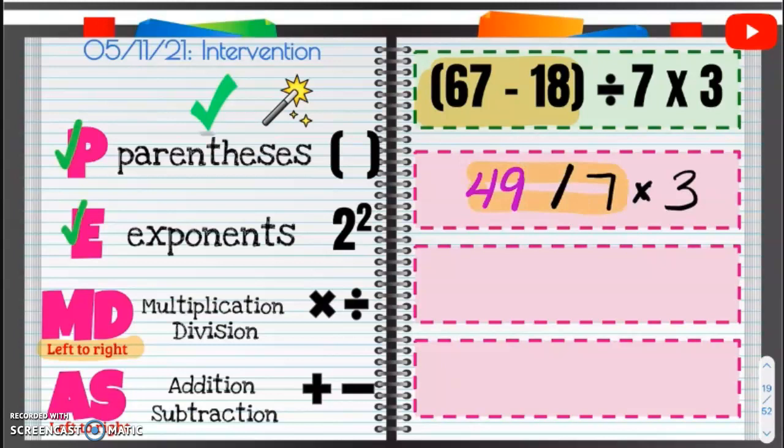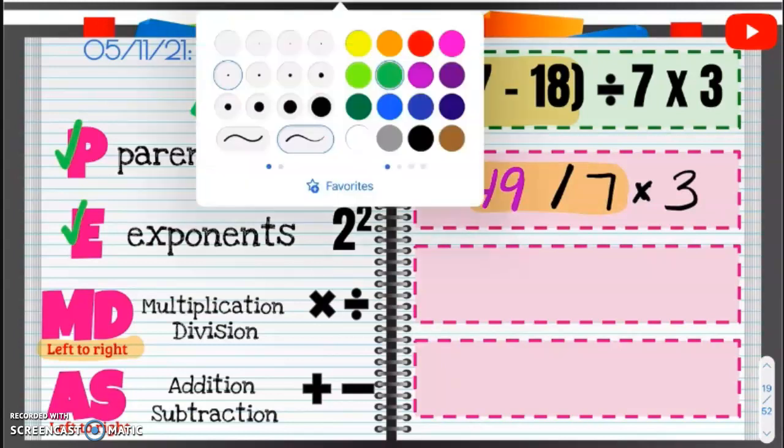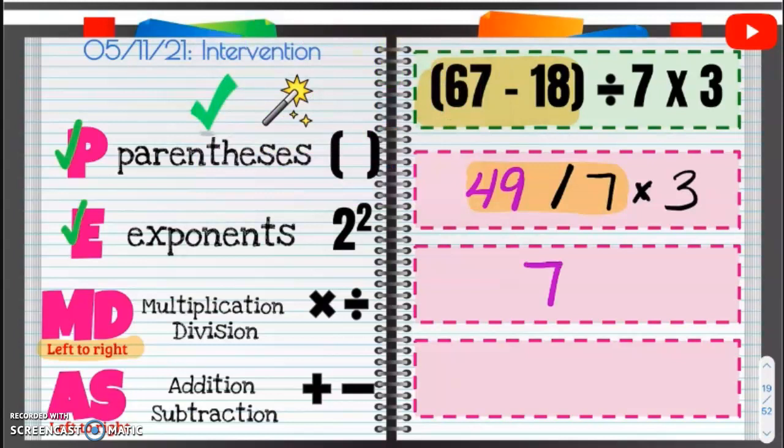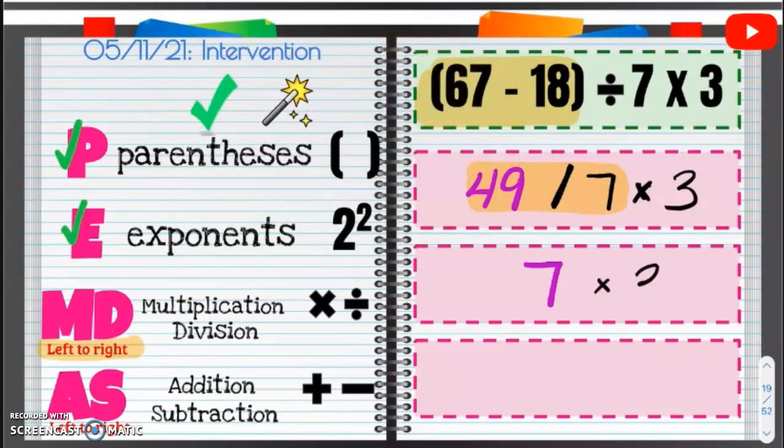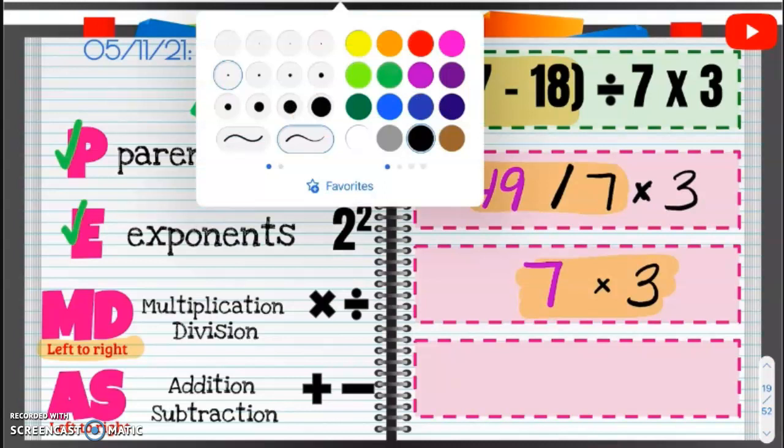49 divided by 7. Well, we know 49 divided by 7 is just going to be 7. There we go. It's going to be 7. And then I'm going to bring everything else down. So I did not use that times 3. Last but not least, we have 7 times 3, which is going to be 21.